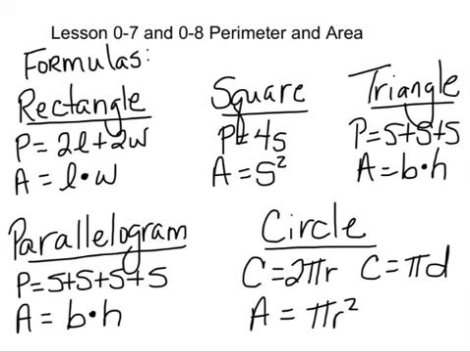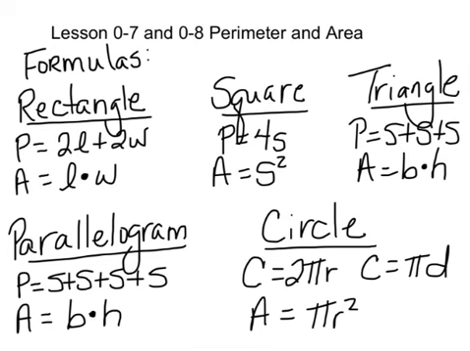First off, you need to pause the video and make sure you write these formulas down. P is your perimeter. So under the rectangle, the perimeter is 2 times the length plus 2 times the width. A stands for area. Area is the length times the width.